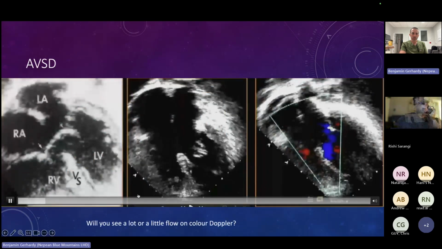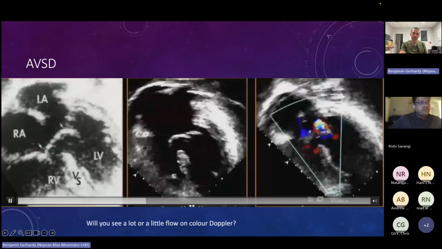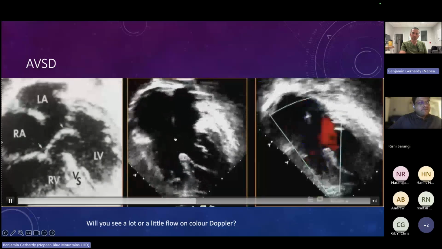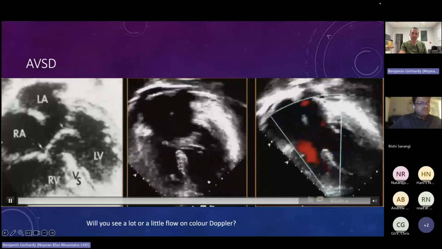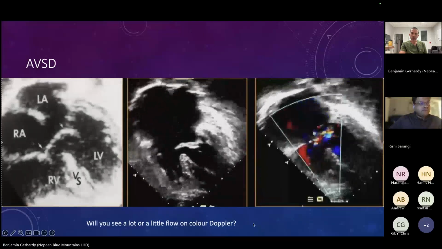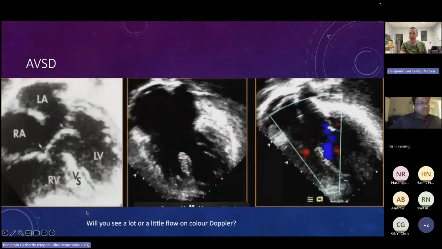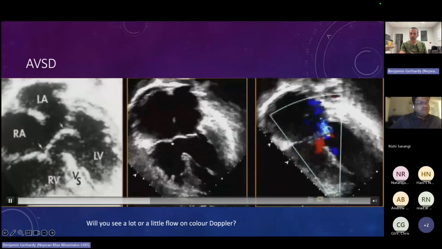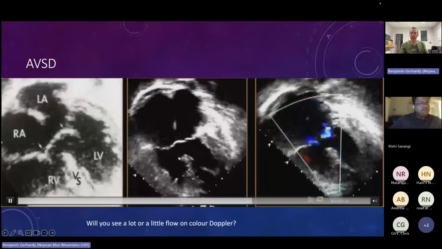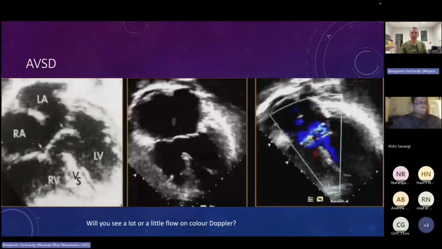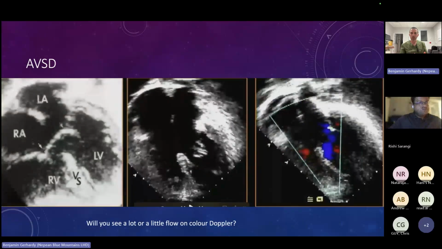And so what that translates to, if we're talking about AVSDs, is you can get what looks to be this complete single valvular structure, and you get some blood flow going every which way. And I put a question down there that I wanted to think about. Will you see a lot or a little blood flow on color Doppler? And the answer is you're going to see very little cutting through here, irrespective of your angle, because your pressures equilibrate really quickly when you've got such a big defect. So if you've got no pressure differential, you won't get a whole lot of flow.